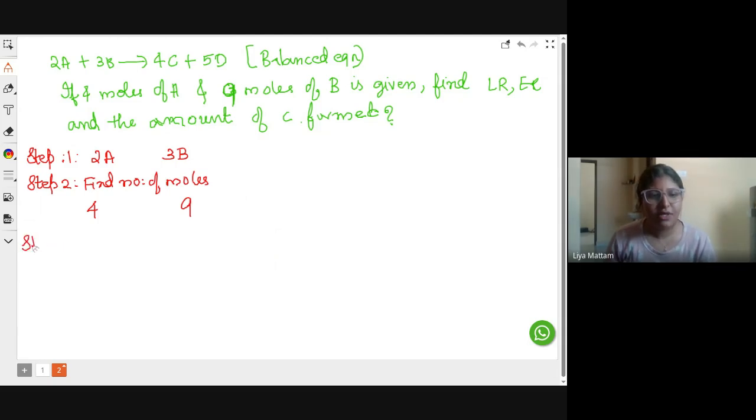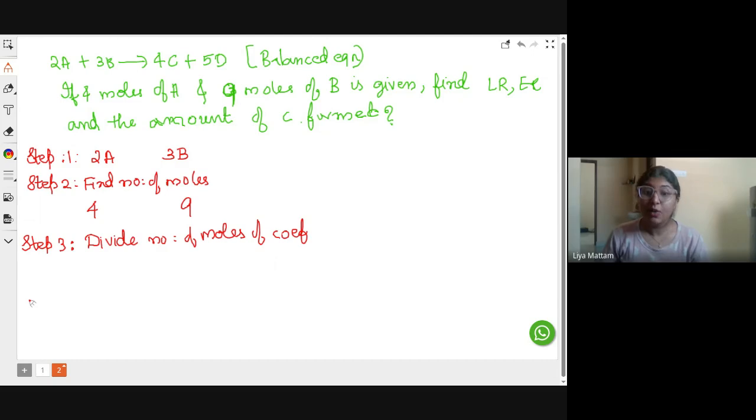Yes. Now moving on to step 3. What is step 3? Divide the number of moles by the coefficients. Here, for A, the number of moles is 4. What is the coefficient of A? 2. For B, the number of moles is 9. What is the coefficient of B? 3. 4 divided by 2 is 2. 9 divided by 3 is 3.